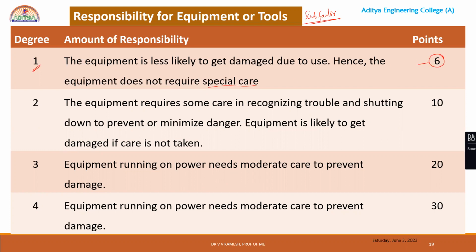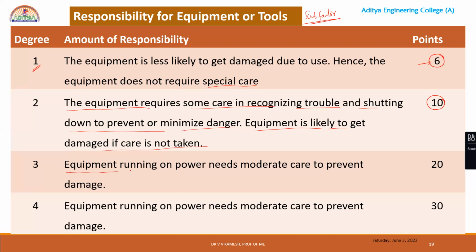And here, how many points do I need to assign? It depends on your manager, right? And the equipment requires some care in recognizing the trouble and shutting down to prevent the minimum danger. Equipment is likely to get damaged if care is not taken, right? Suppose you are having linear calipers or some other electronic equipment, right? So unless you take care, the equipment may get damaged. So more care is required. Higher than 6, I will give 10 points.